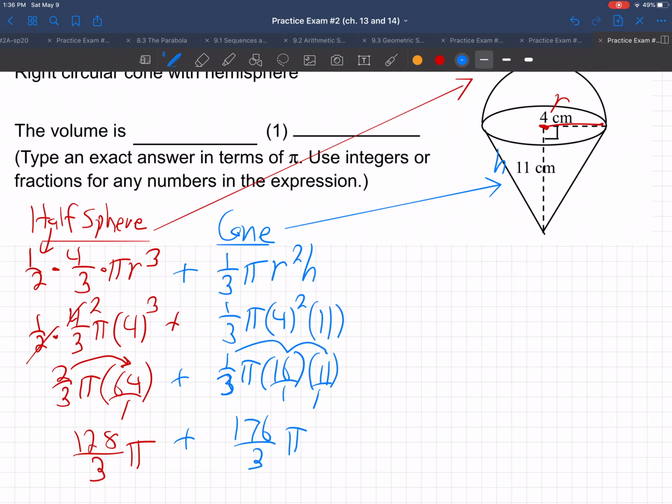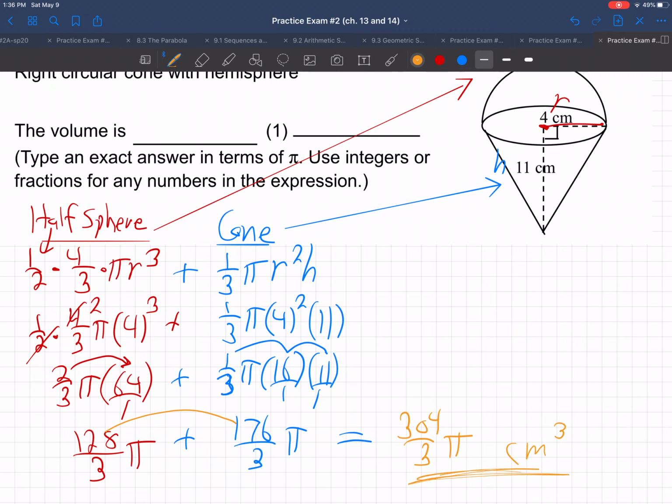Add those up. Now let's finally combine these. What do we get? I'm going to add the 128 and the 176. I'm getting 304 over 3 pi.